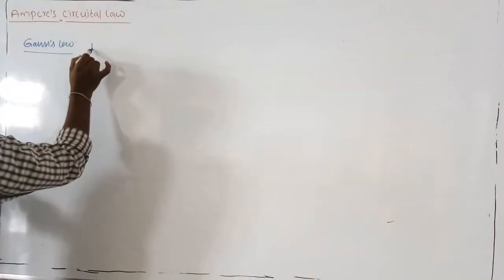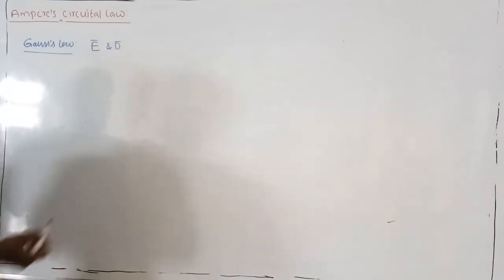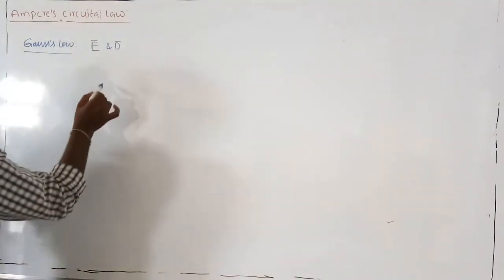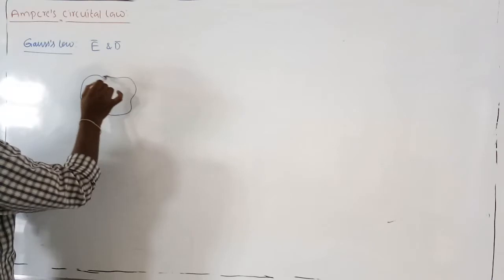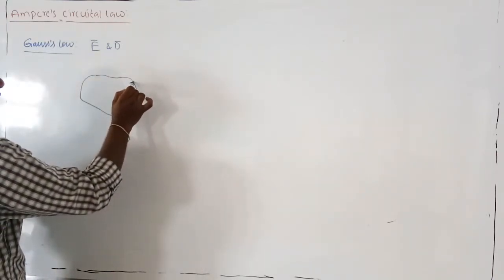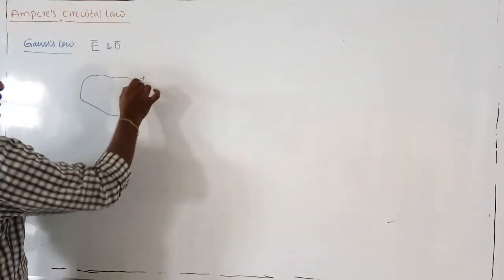See, Gauss law is useful to calculate the electric field intensity and electric flux densities for very complex problems. Complex problems means how it will be? Suppose you have a sphere or an irregular surface area like this, where you require to calculate the field intensity at any point on the irregular surface area.